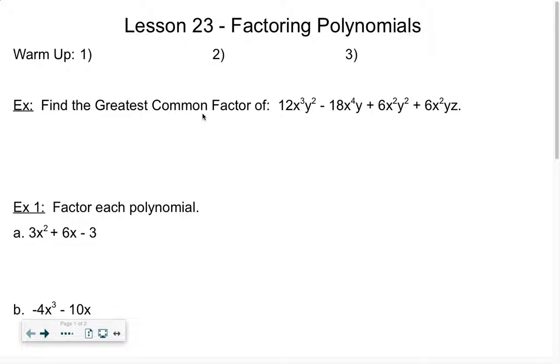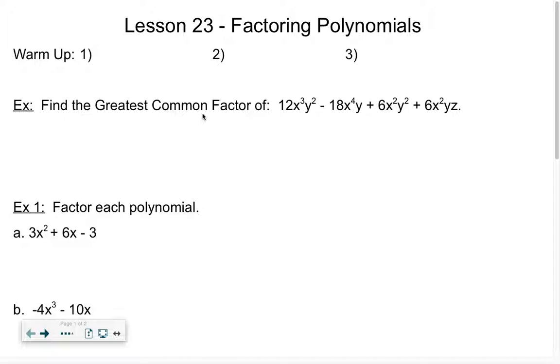So for lesson 23, we're going back to factoring polynomials. We'll be doing this a lot throughout the semester. We start with finding the greatest common factor of this polynomial. First thing we need to be able to identify is how many terms we're looking at here. And if we count them 1, 2, 3, and 4, we do have 4 of them.